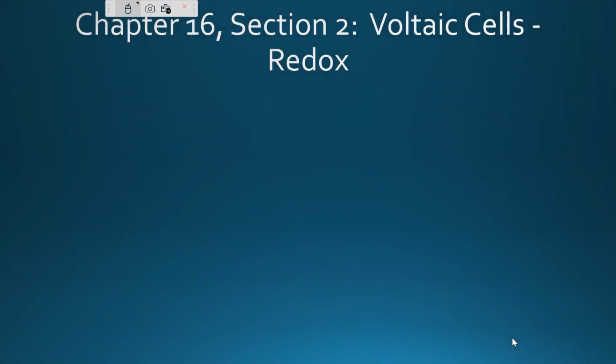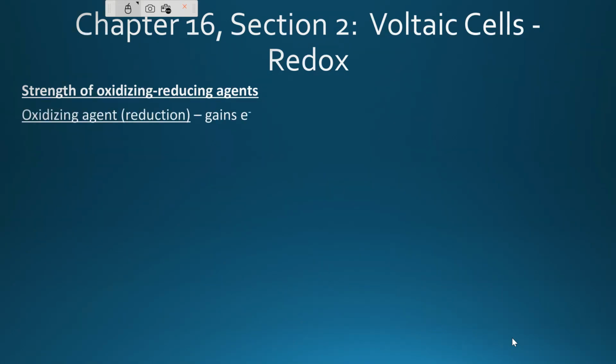Welcome back, everybody. AP Chemistry, taking a look at Chapter 16. This is Unit 5 and Section 2. Expanding on the voltaic cells a little bit, we're going to focus on a couple of ideas with those reducing and oxidizing agents. Then we're going to look at strengths, and then we'll translate that into the actual electrical energy that goes along with this.